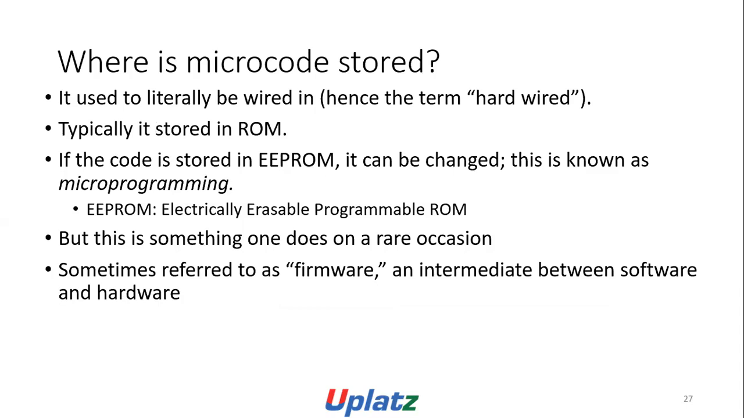Where is microcode stored? It is usually literally wired in, hence the term hardwired. Typically, it is stored in ROM. If the code is stored in EEPROM, it can be changed. This is known as microprogramming. EEPROM is an electrically erasable programmable read-only memory. But this is something one does on rare occasions, sometimes referred to as firmware, an intermediate between software and hardware.